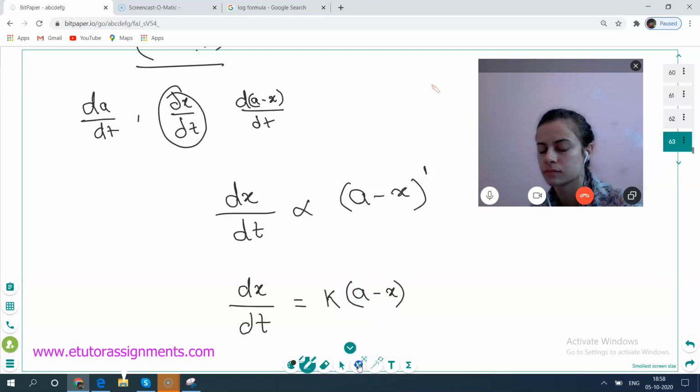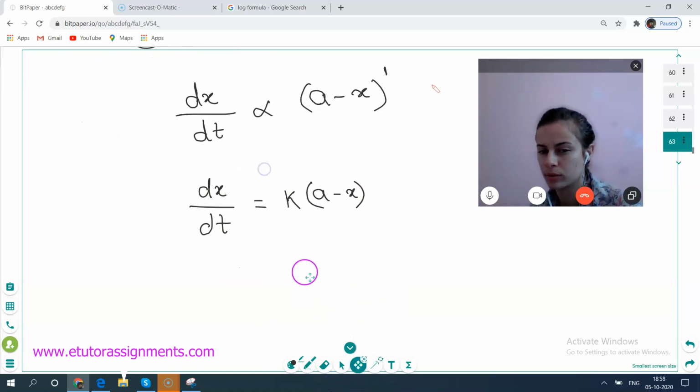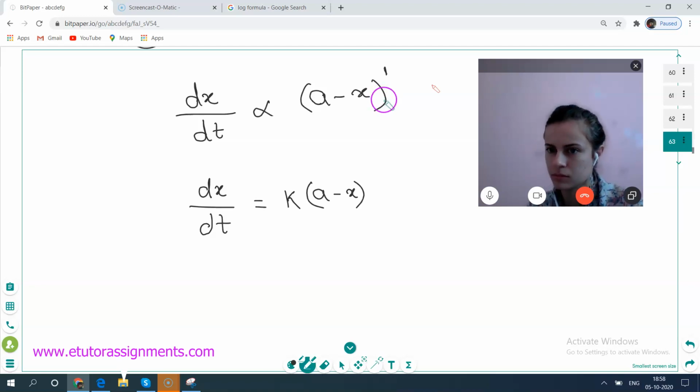Is it clear? Power 1 means the same thing, no? x power 1 is x only. I have given power 1, just take care of this one, your attention. Why have I written 1? It is a first order reaction.